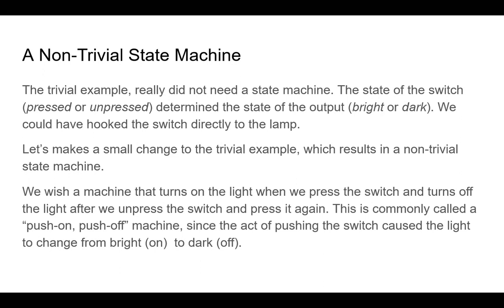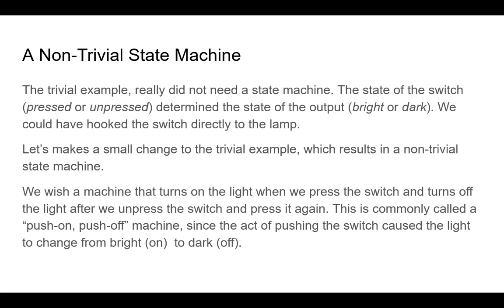Okay, let's go through and take another kind of state machine. This is going to be a non-trivial state machine. It's going to be a light switch turning a lamp on and off, but it's going to turn it off a little bit differently, and that's what makes it non-trivial. So we have a light that turns on and off, and we transition from the light being bright to dark, dark to bright, bright to dark, etc., every time we push the switch down.